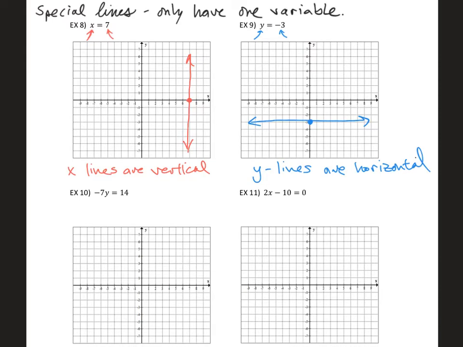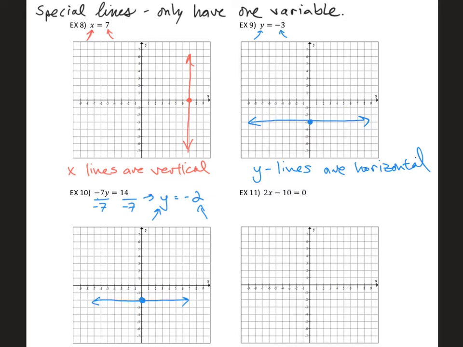You'll notice that the variables are not isolated. Like here we have -7y equals 14. So we would have to divide by -7 to get the equation y equals -2. So again, you just find -2, this number, on this axis. So -2 on the y-axis, and y lines are horizontal. And there it is.